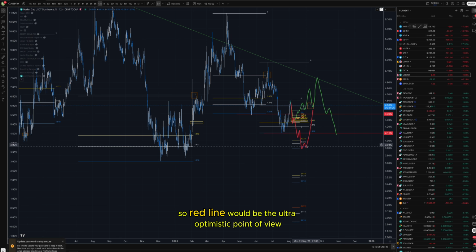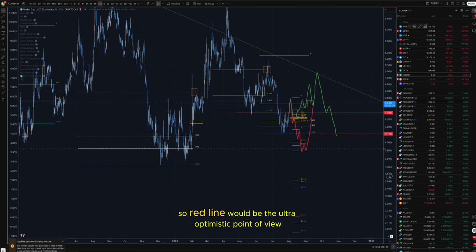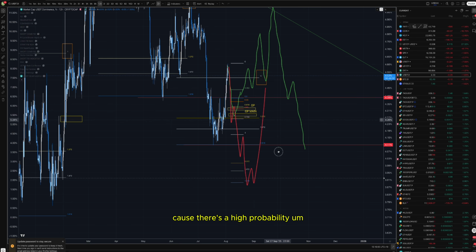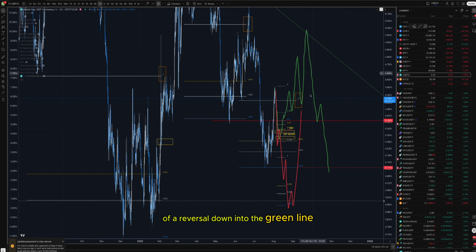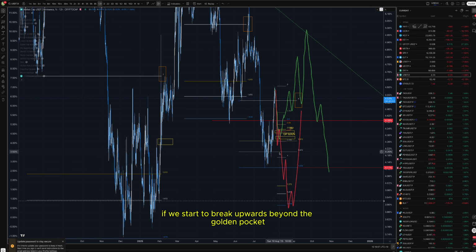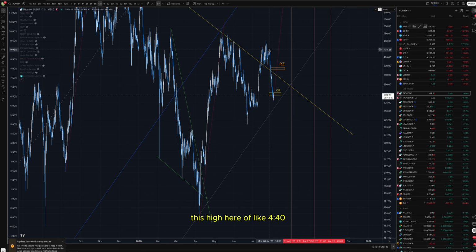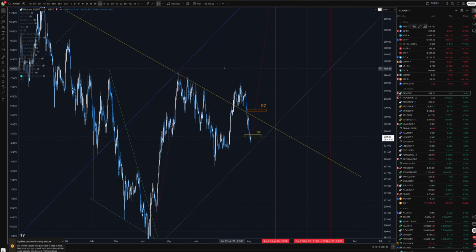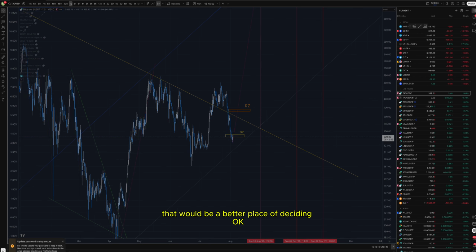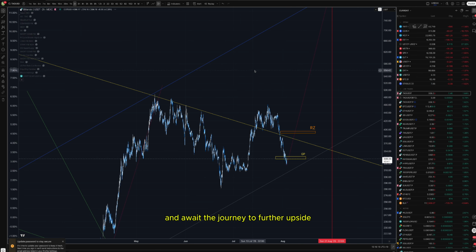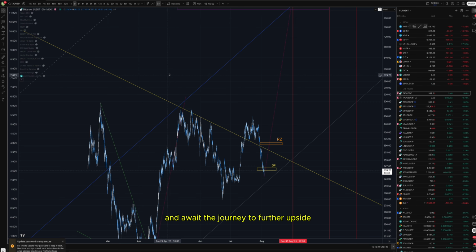So the red line would be the ultra optimistic point of view. Take some risk off at the golden pocket because there's a high probability of a reversal down into the green line. If we start to break upwards beyond the golden pocket, maybe above this region of BitTensor, this high here of like 440, that would be a better place of deciding, okay, this is the time to start risking on again and await the journey to further upside.